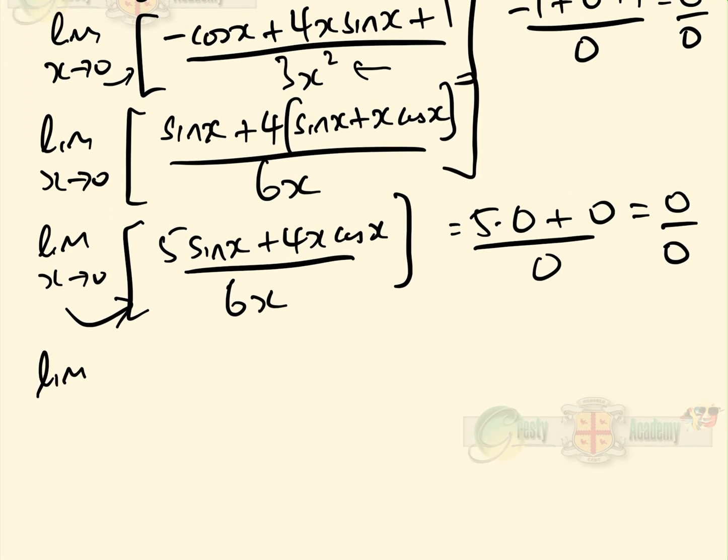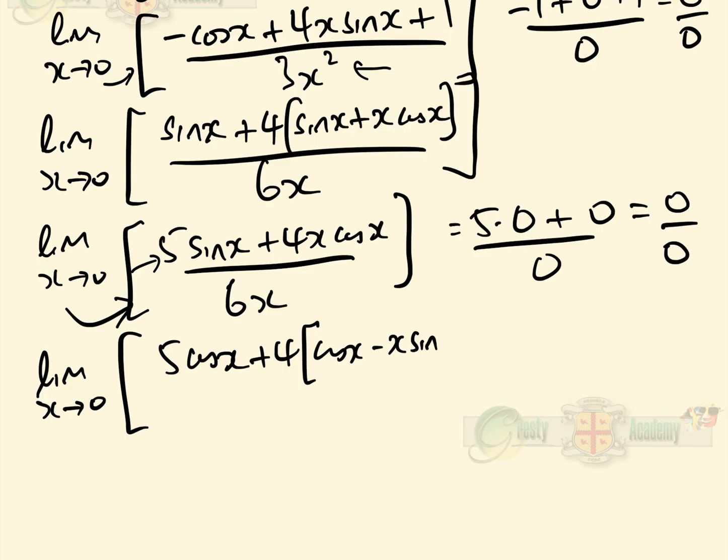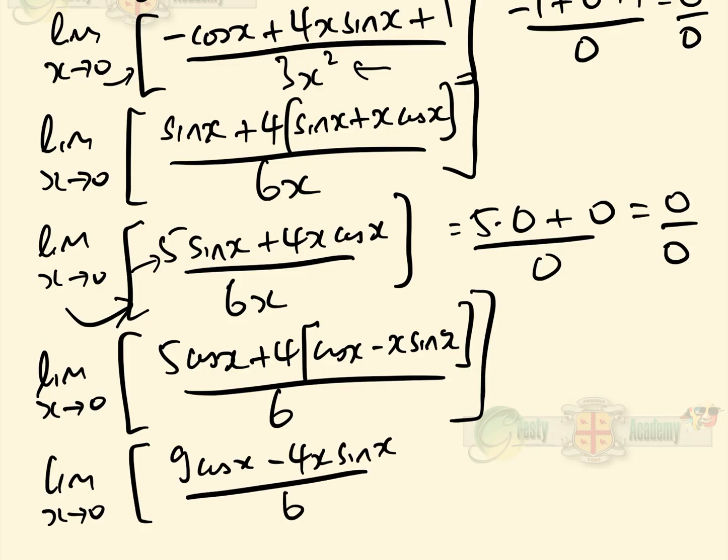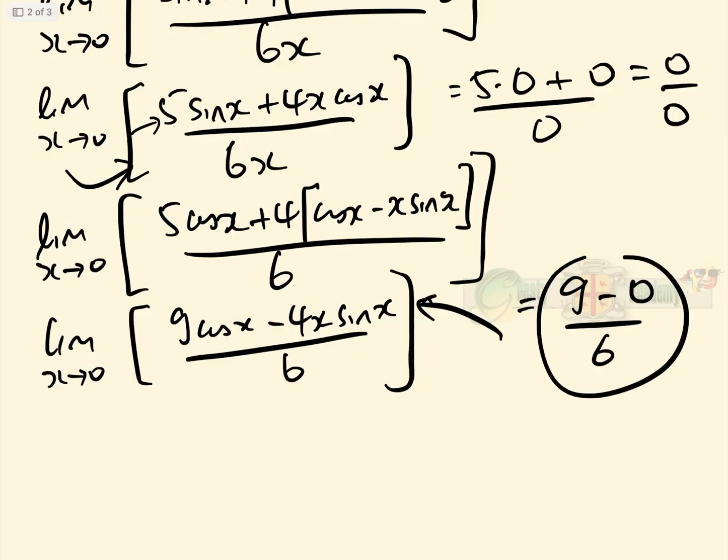We can use L'Hopital again. So now let's have a look. Finally, limit as x approaches 0. Let's differentiate again. Differentiating the top gives us 5 cos x add 4 cos x minus 4x sine x by the product rule. And on the bottom, we now have 6. Let's just tidy that up, that gives us the limit as x approaches 0 of 9 cos x minus 4x sine x over 6. And now when we put x equals 0 in, finally we get 9 minus 0 over 6. Finally, it's not indeterminate. It equals 9 over 6, which is 3 over 2.